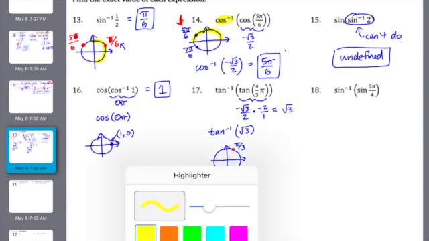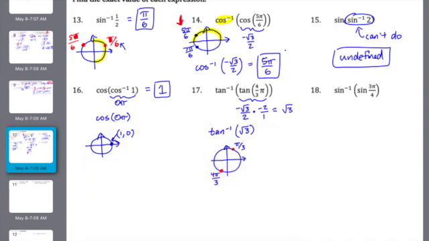But remember, there's a restriction on that domain. So for tangent, you can't use these two values here because the x value of those two places is 0, and we cannot divide by 0. So remember, tangent is y over x. So that's going to give us some issues if we do that. So this part of the unit circle is the restricted domain of tangent inverse. And notice the only point that is going to work for our situation here is pi over 3. So the tangent inverse of root 3 is pi over 3.